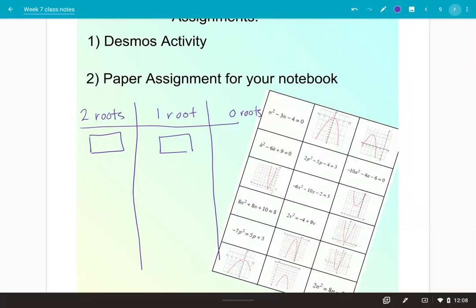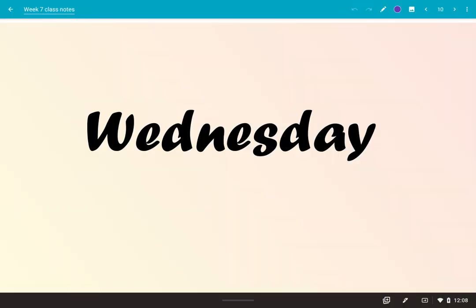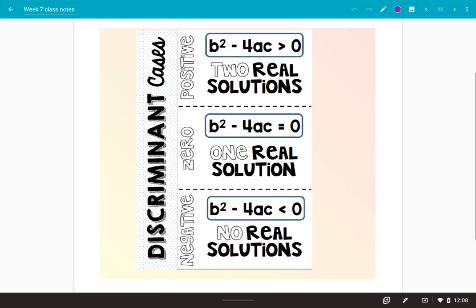All right, you guys, today is your Wednesday class notes. So today we are going to be going over the mathematical equation to find the number of discriminants. Yesterday you did it by looking at it visually. Today we're actually going to be solving it. And so these are your notes.